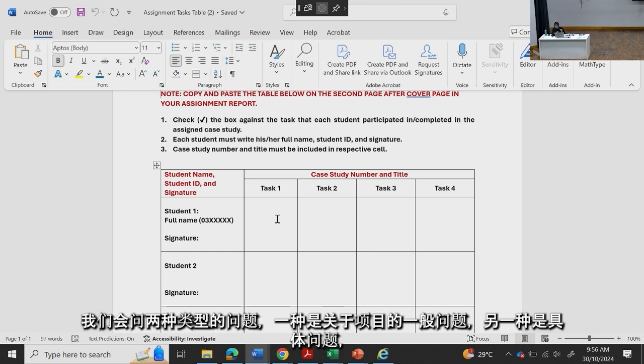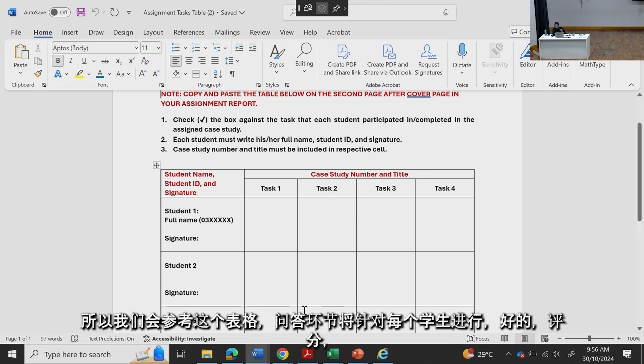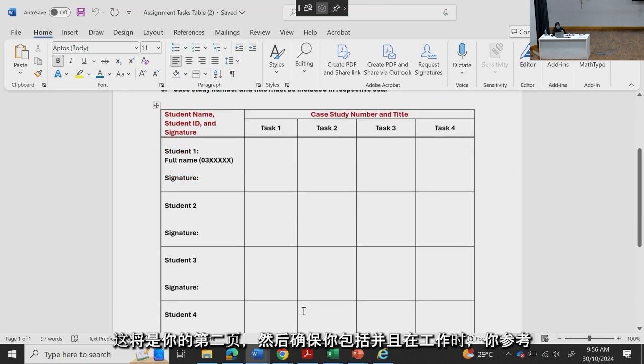We will ask 2 types of questions, one generally about the project and the second will be specific. So we will refer to this table. The Q&A session will be individual for each student, marking. This will be your second page.